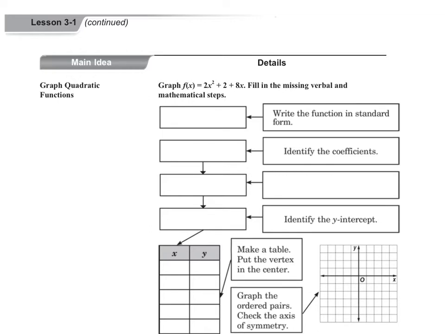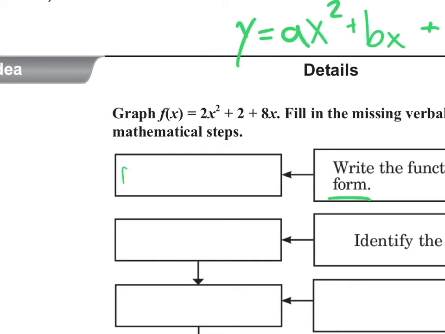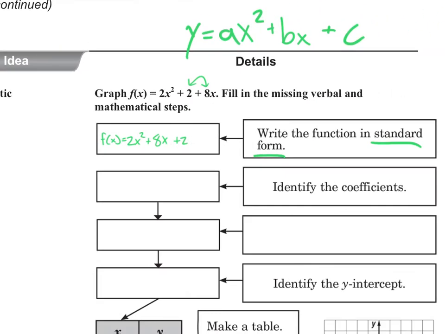Now, here's the first thing we're going to need to do. We're going to need to understand what standard form is. Standard form for quadratics is y is equal to ax squared plus bx plus c. So they gave us an above example here, but it needs to be rewritten as 2x squared plus 8x plus 2. These weren't in the right order. We need to get it into the right order.